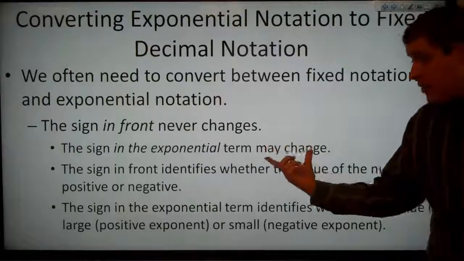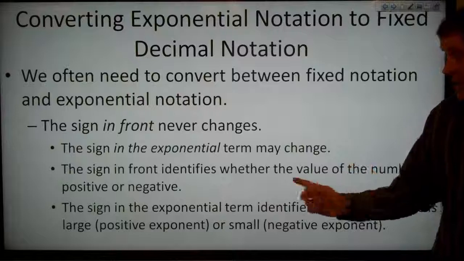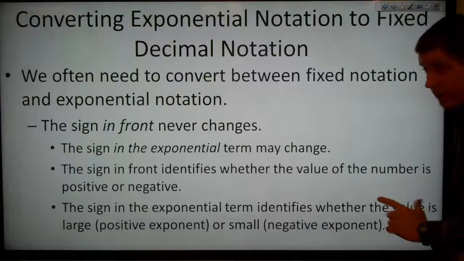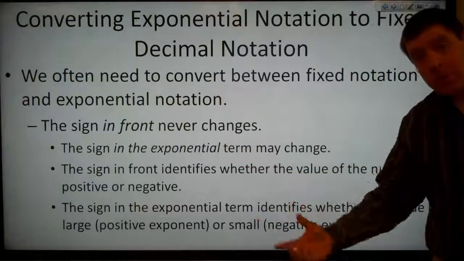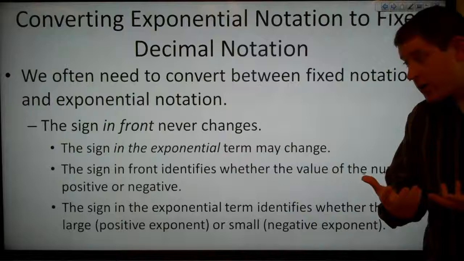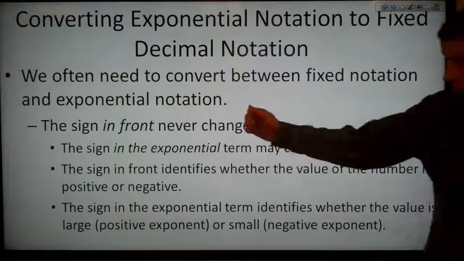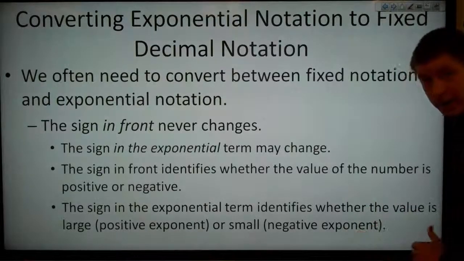The sign in the exponential term may change, but the sign in front never changes. The sign in front identifies whether the value of the number is positive or negative. The sign in the exponent, or in the exponential term, identifies whether the number is a large number or a small number. So, a large number is a positive exponent, a small number is a negative exponent.